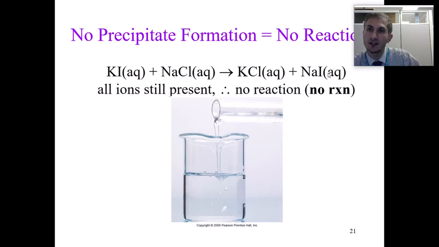How do we find out we have no reaction? If both of our products are aqueous, we say no reaction, and we abbreviate it as NR or NO RXN. So please pay attention. As for the product side, if both are aqueous, we call it no reaction.